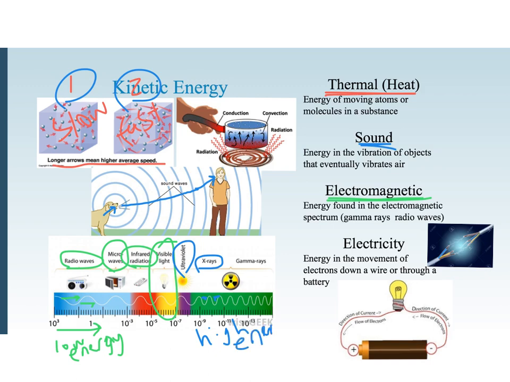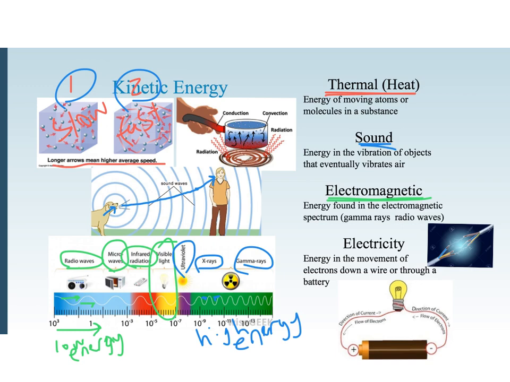And last but not least, the highest, shortest, most high energy type of kinetic energy in the electromagnetic spectrum is the gamma rays, which are super high energy waves that are given off in nuclear bombs and nuclear decay, radiation, that kind of thing. So that's the electromagnetic kinetic energy that is found in the movement of radio waves, microwaves, gamma rays, all that stuff.